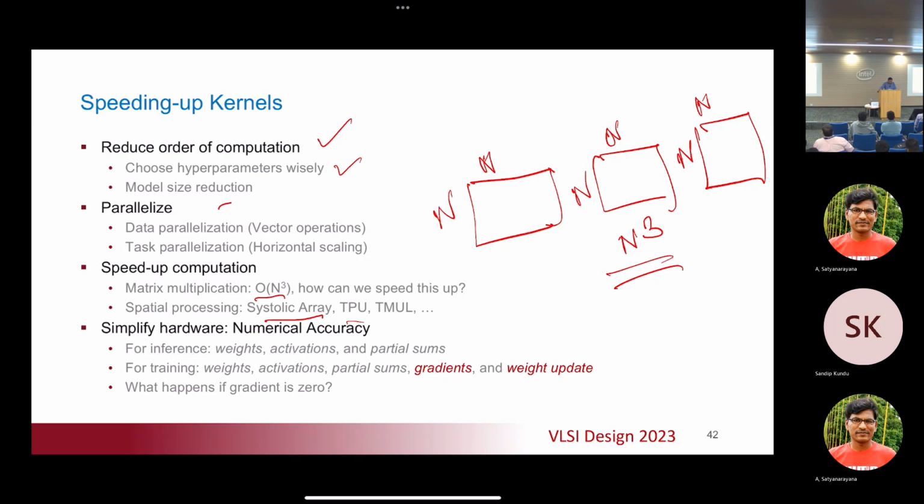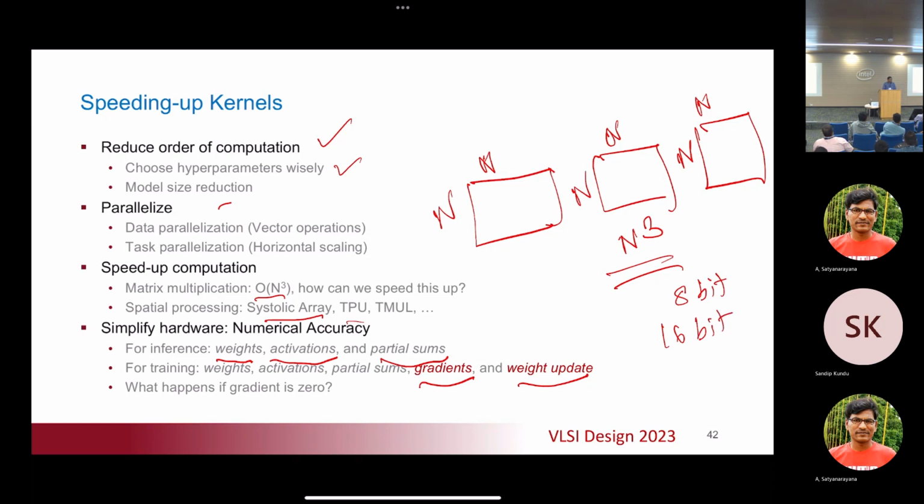When you do that, you have to satisfy certain things such as expressiveness in terms of weights, expressiveness in terms of activation, expressiveness in terms of partial sums. When you do training, you also have to worry about gradients and weight update. So typically, it turns out that today the world has more or less standardized that on classification we use 8-bit data, and for training we use 16-bit floating point numbers.